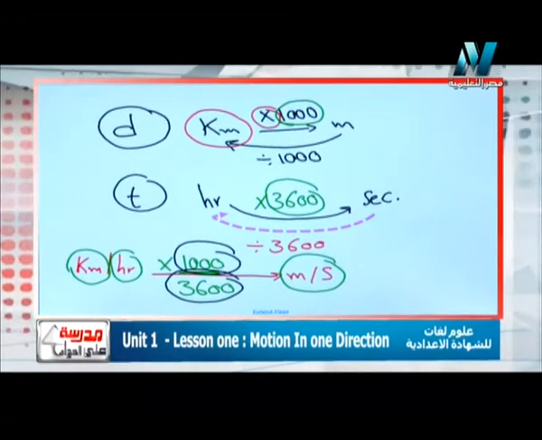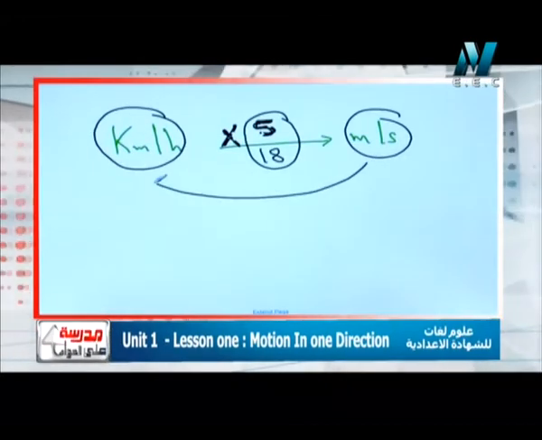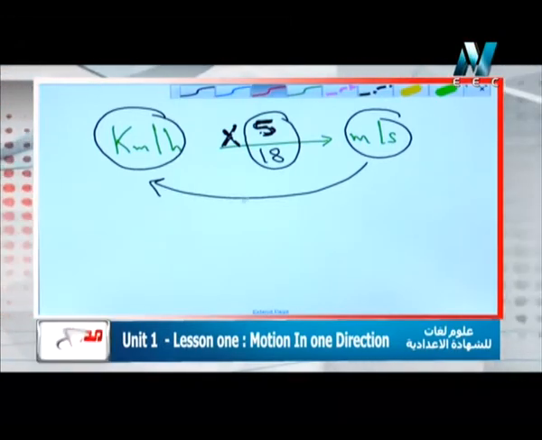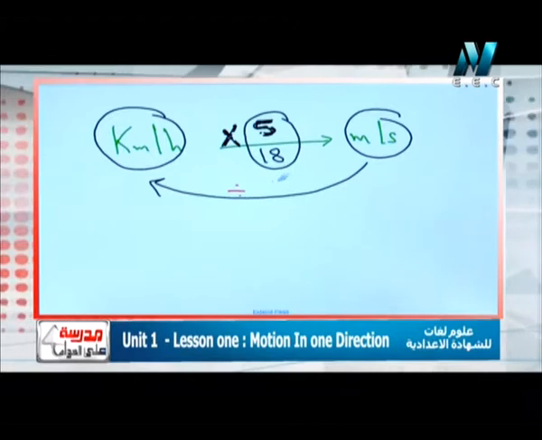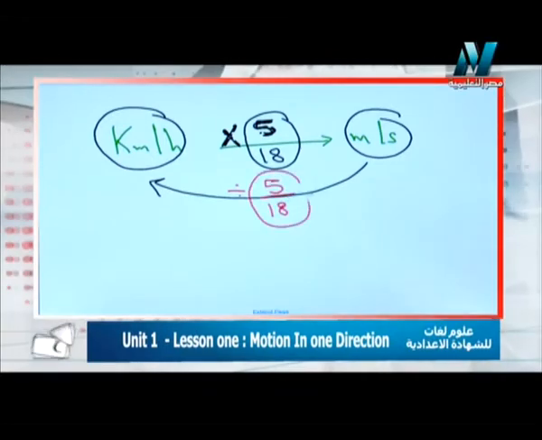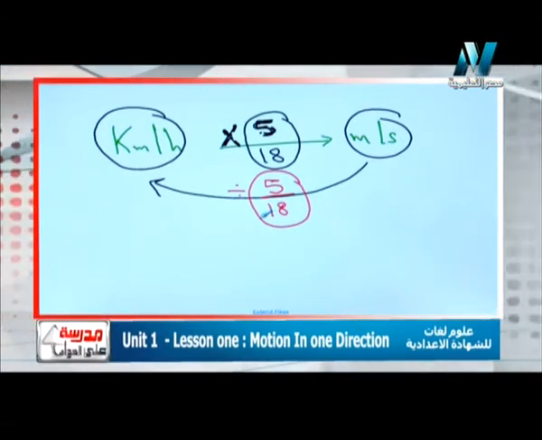At the same time, from meter per second to kilometer per hour we what? We divide 5 over 18 as a simplify of 1000 over 3600.